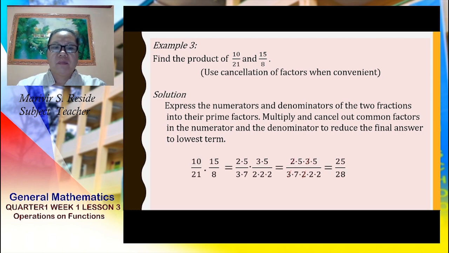So we have 10 over 21 times 15 over 8. Factor out all the given numbers. For 10, we have 2 times 5. For 21, we have 3 times 7. For 15, 3 times 5 are the prime factors, while 8 has 2 times 2 times 2 as its prime factors. So, canceling out numerators and denominators together, 2 and 2, 3 and 3. So, what is left? We have 5 times 5, which is 25. And we have 7 times 2 times 2, which is equal to 28. Final answer, 25 over 28.